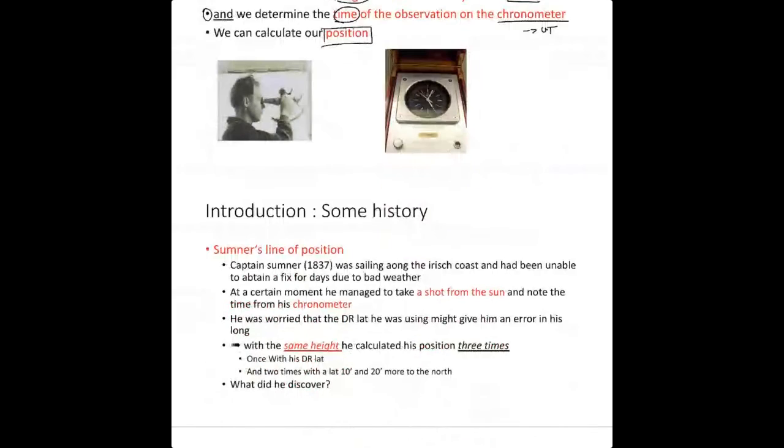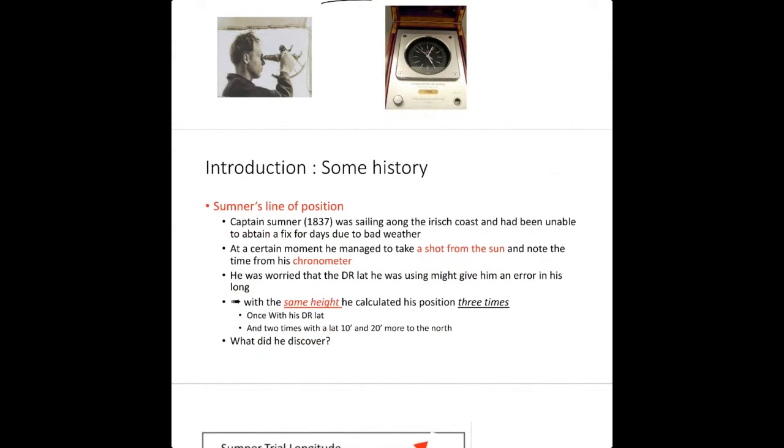Okay. Well, first, some history. How was this method discovered? Well, the first basis of the intercept method was Captain Sumner's observations. In 1837, he was sailing somewhere along the Irish coast, and unfortunately, he had been unable to take a fix, a position fix, for a couple of days due to bad weather. There were too many clouds, and he couldn't get a clear view of the sky, so he was unable to measure the altitudes of the celestial bodies.